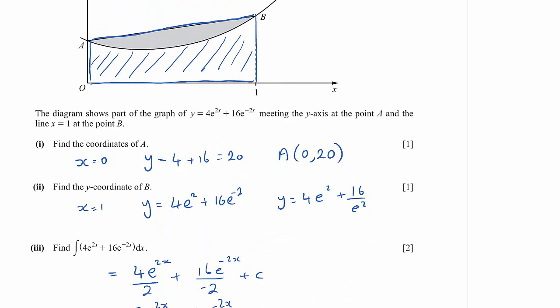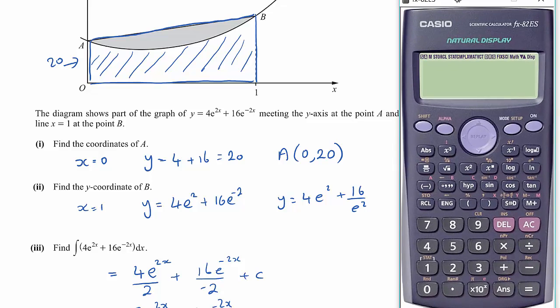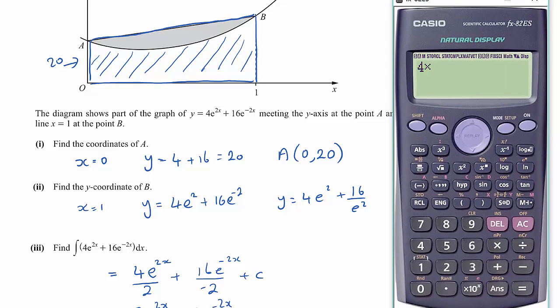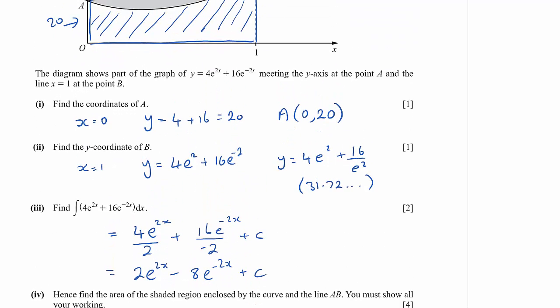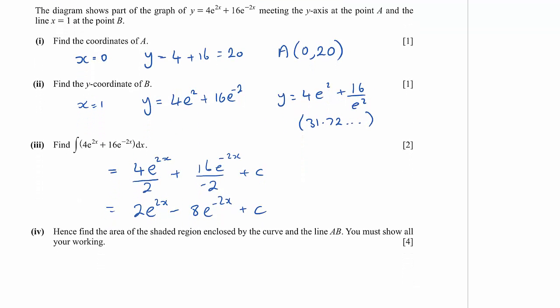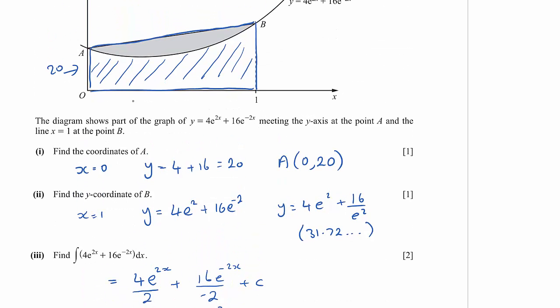So if we think about that trapezium, we know that this length is 20. There's probably time to actually evaluate that on the calculator. So what was it, 4 multiplied by e squared plus 16 divided by e squared. So that's 31.72. I actually might write that answer just there. And so the parallel sides for our trapezium are 20 and 31.72. So we've got a half, sum of the parallel sides, and nicely I've got that one in the calculator, and then the distance between them is 1.